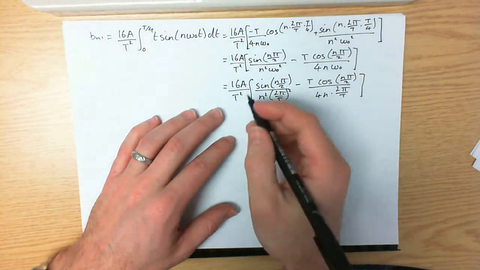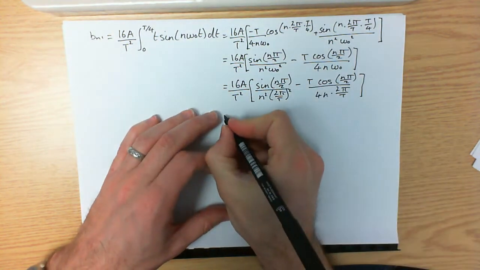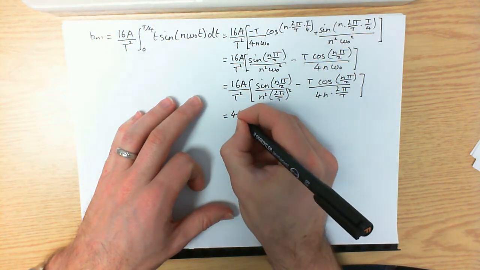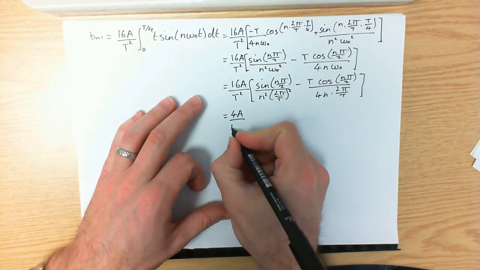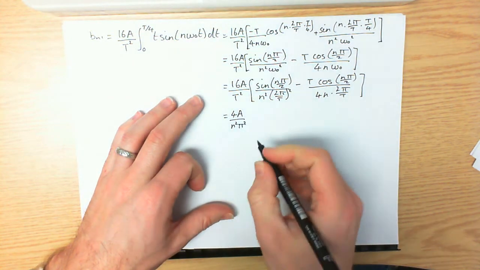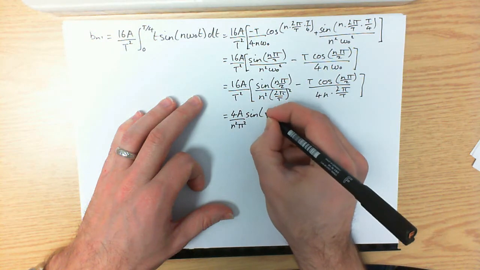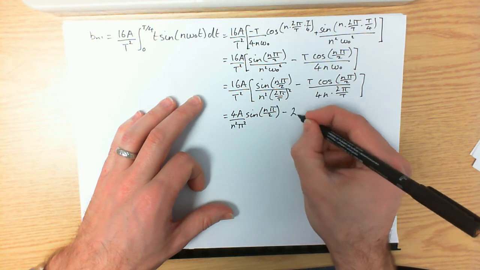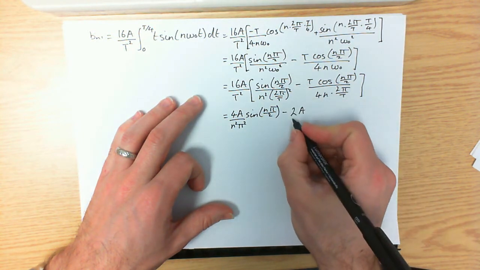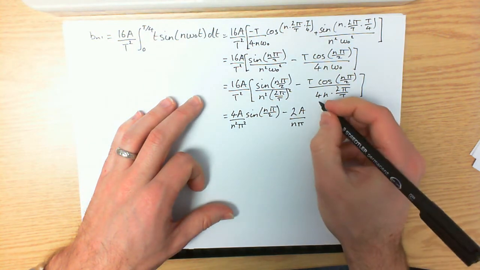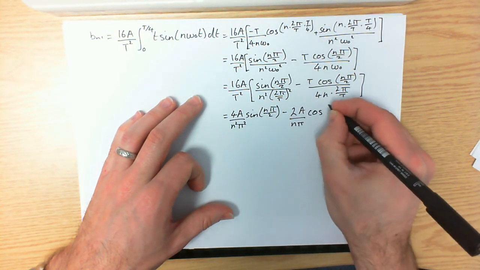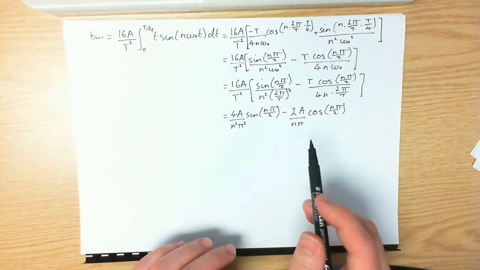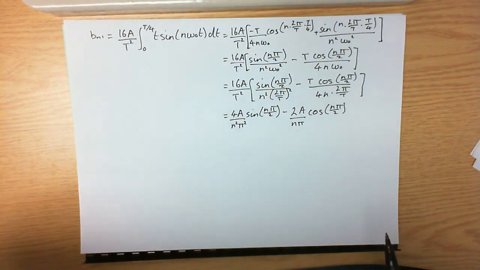So if we rearrange all of this and we multiply it all out, what we get is that the final answer for bn1 is going to be 4a over n squared pi squared sine n pi over 2 minus 2a over n pi cos of n pi over 2. So that's the first bit, bn1.